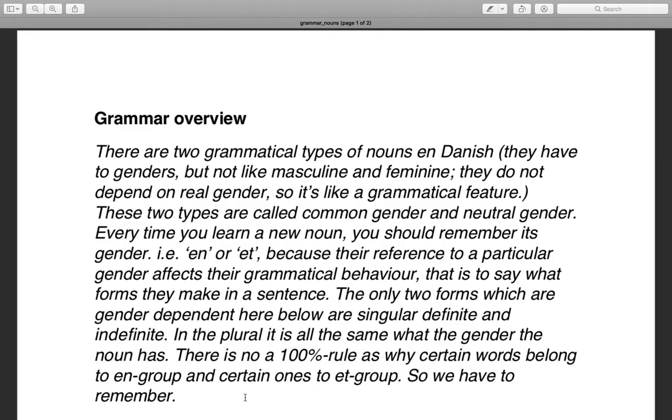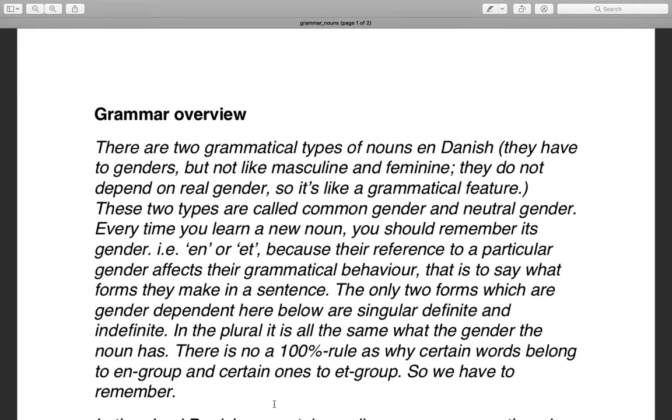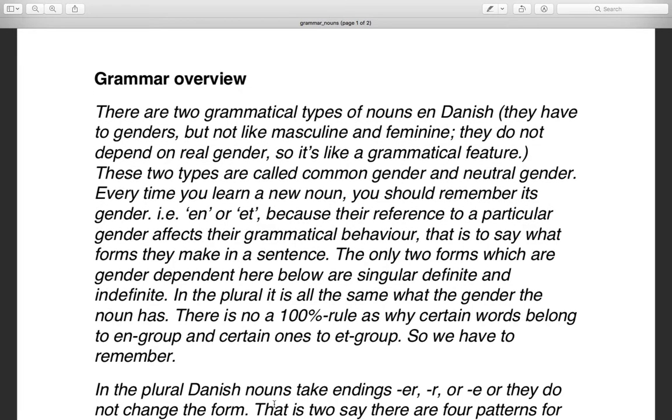There is no 100% rule as to why certain nouns belong to the en group and the others belong to the et group. Sometimes it's very random, sometimes there are some phonetic regularities with exceptions. So you have to remember and memorize, especially when you start learning a language. And the more words you memorize, the easier it will be for you to figure out and guess later which type of grammatical gender a noun belongs to.